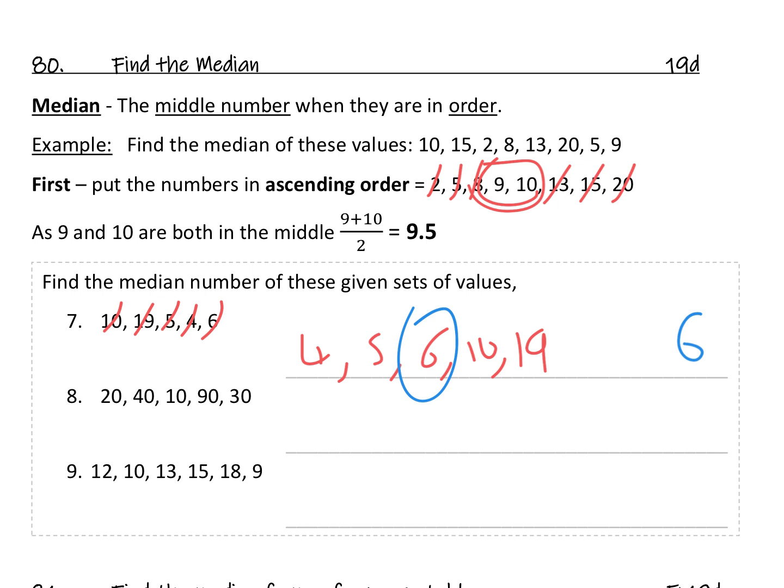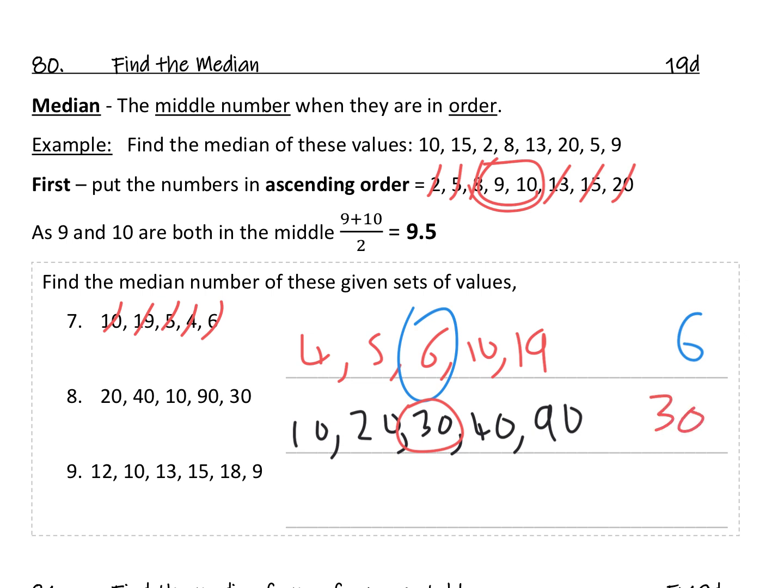That's more useful. So next one, we've got 10, 20, 30, 40, 20, 30, 40, and 90. So we have 1, 2, 3, 4, 5, 1, 2, 3, 4, 5. And you can see the middle there, easy enough, is 30.